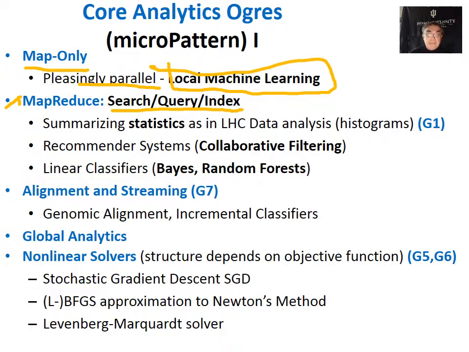search of anything, which typically fits MapReduce, because the map is the search of the data stored on a particular node, and the reduce is the concatenation of the search results. We saw the same structure when we were summarizing statistics. That was the G1 computational giant, illustrated by the Large Hadron Collider data analysis.